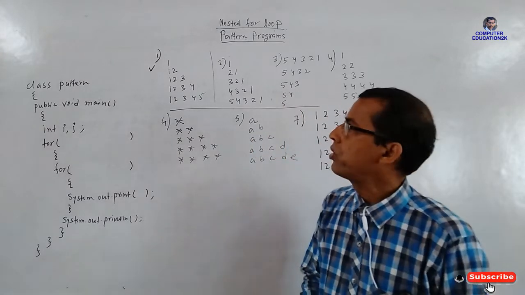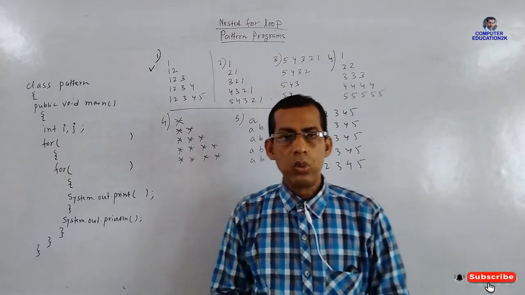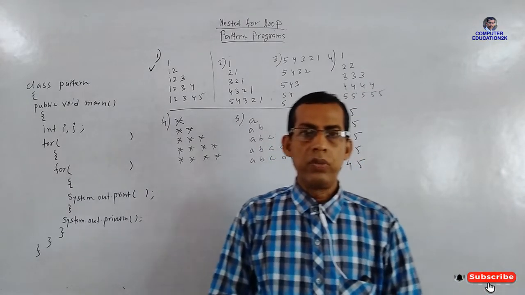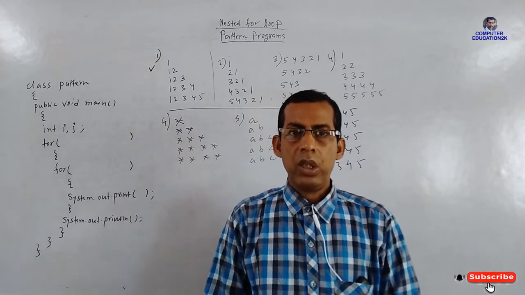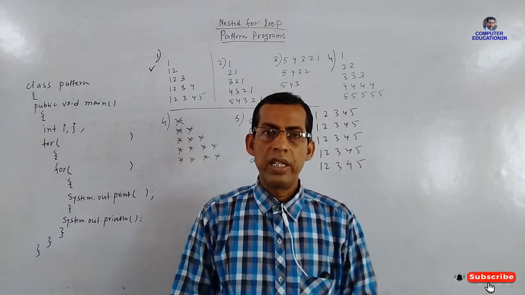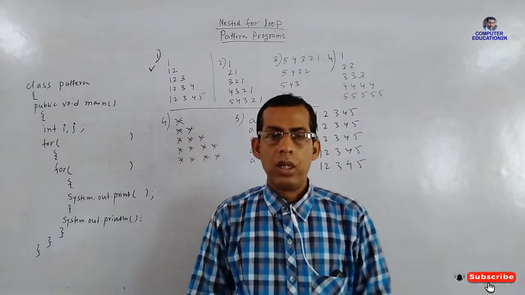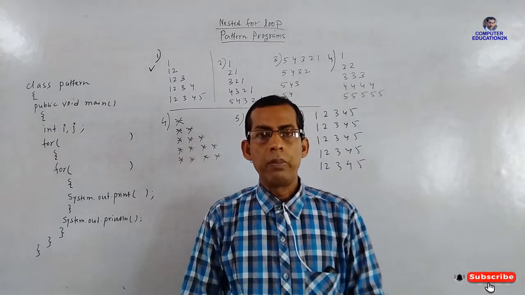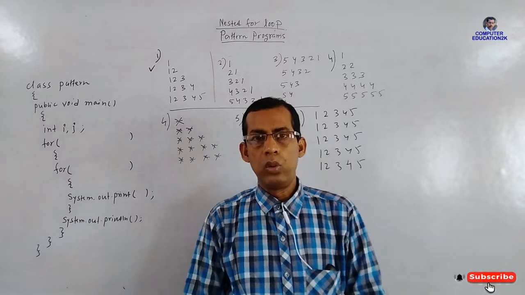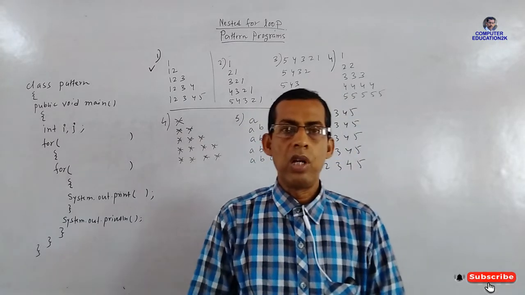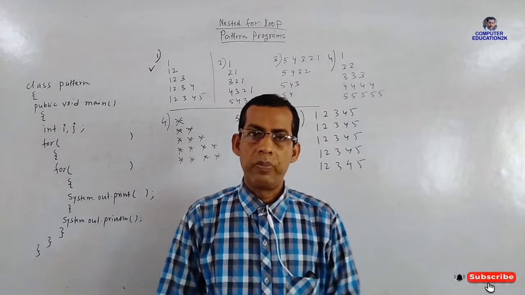See, the first question is 1, 1 2, 1 2 3, 1 2 3 4, 1 2 3 4 5. You have to write a program to generate this kind of pattern. Though we have done programs using for loop, while loop, and do while loop, in your syllabus you have only the nested for loop.